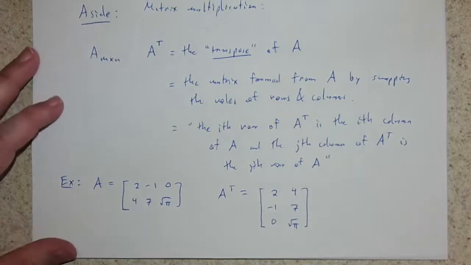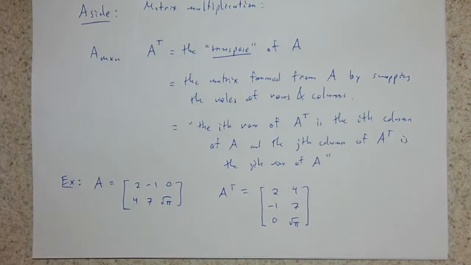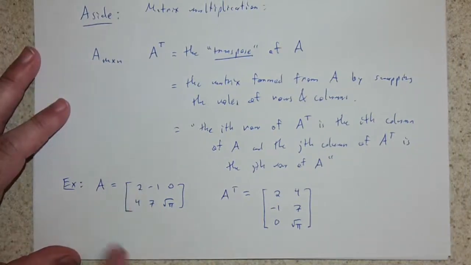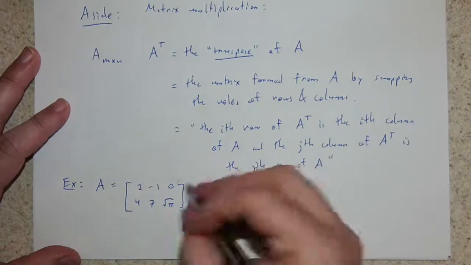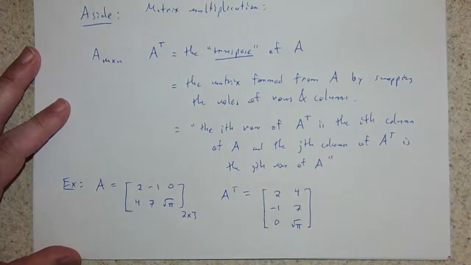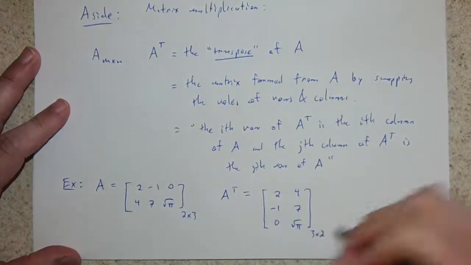Another way of thinking about it is you take the first column of A, and that becomes the first row of A transpose. The second column of A becomes the second row of A transpose, and the third column of A becomes the third row of A transpose. So either way you want to think about it, this is what you're doing. So notice this was a 2 by 3 matrix, right? Remember, m by n is rows by columns, so this is 2 rows, 3 columns. So then A transpose is a 3 by 2 matrix. That's always going to work out like that.